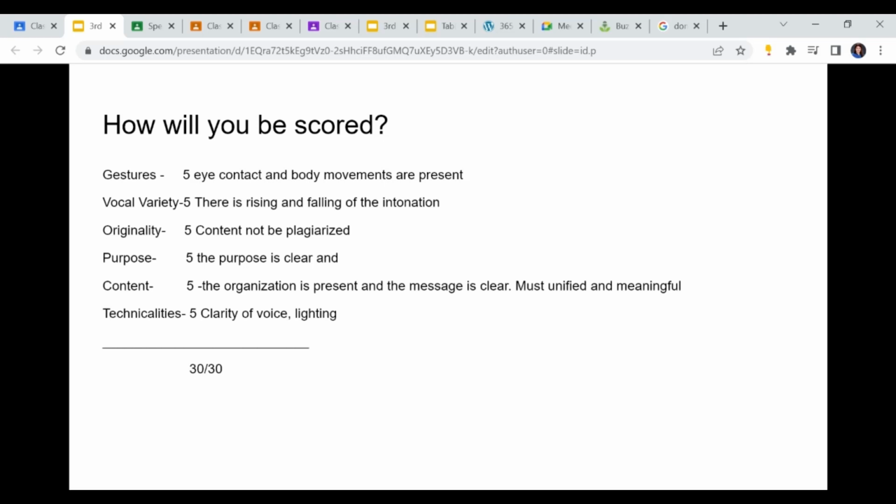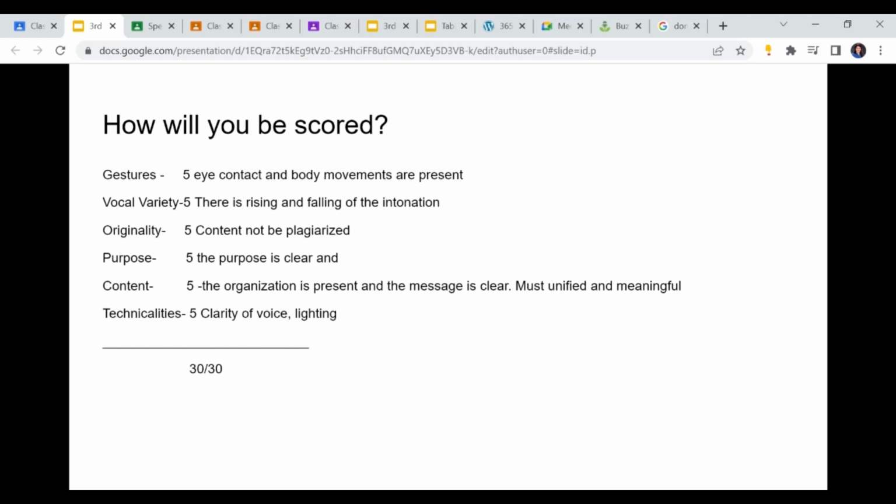Then the purpose. Is the purpose clear? Is it understandable if you just want to convince us, entertain us, or inform us? Next is the content. So there must be organization in your content. The message should be clear, unified, and meaningful. There must be something that your audience can get from it, like a takeaway. We call that a takeaway, the lesson of the story.